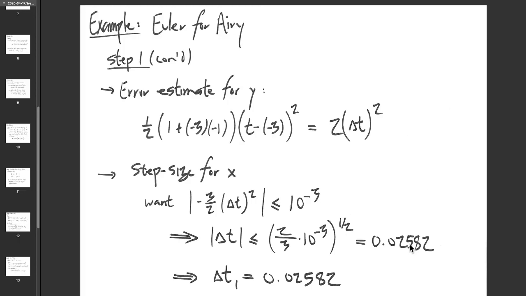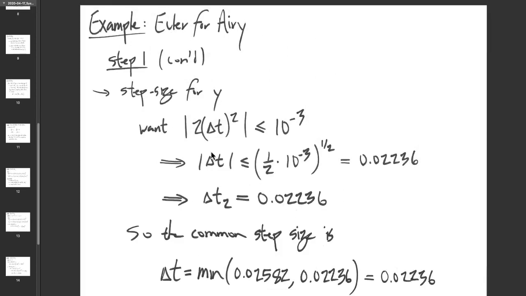0.02582. I'm rounding things to 4 significant places here. In doing the calculations, you don't want to round at all, though, of course. Use the full accuracy of your calculator. So this is saying that any time step that's less than 0.02582 would yield an estimated error in x that's less than 10 to the -3rd. And of course, we want to take the largest time step that satisfies our error requirement. So delta t1, the time step for x, I'll take to be 0.02582.